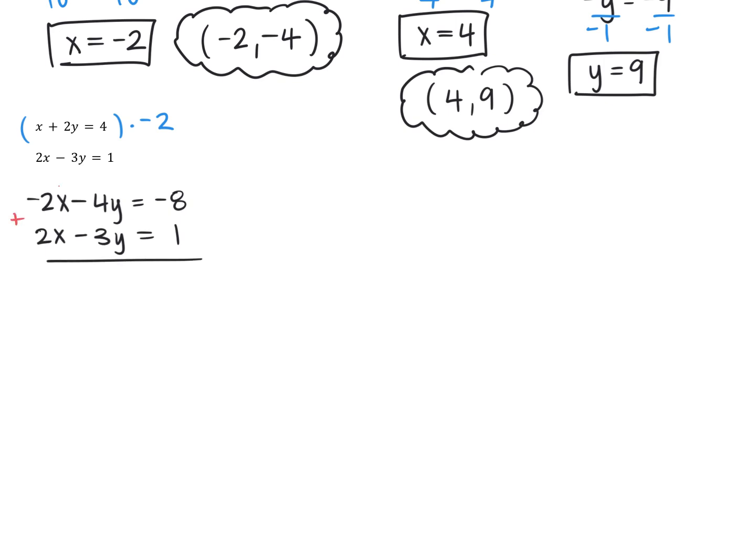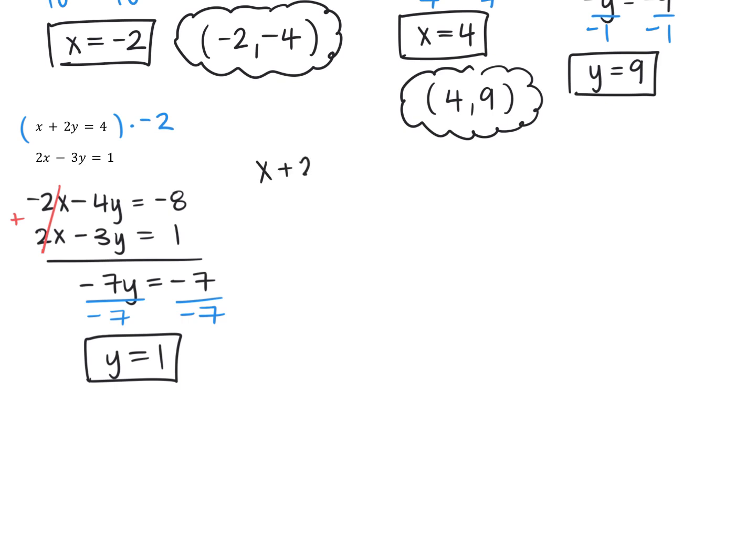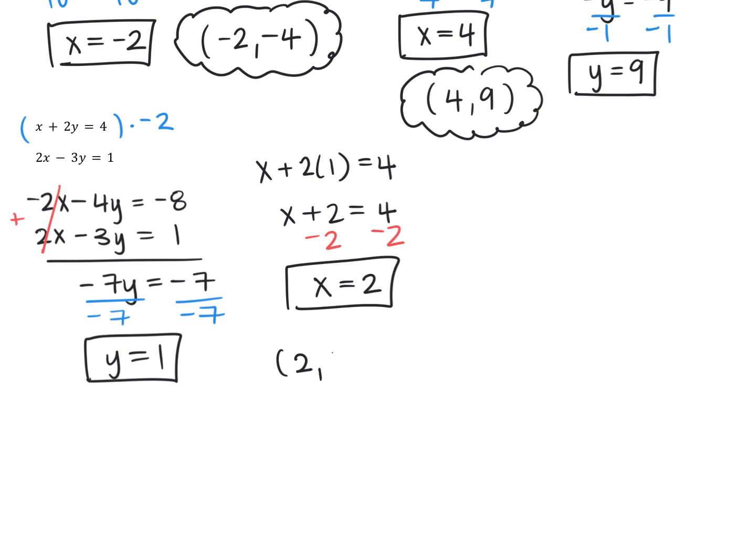So we add the equations together. The x's cancel. We get negative 7y equals negative 7. Divide both sides by negative 7. We get y equals 1. And when it comes to choosing which equation to plug that in, I'm going to choose the first equation because, again, no negatives. So we get x plus 2 times 1 equals 4. So x plus 2 equals 4. Then we're going to subtract 2 from both sides, and we get x equals 2, which as a point is 2, 1.